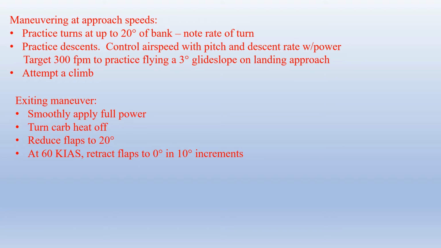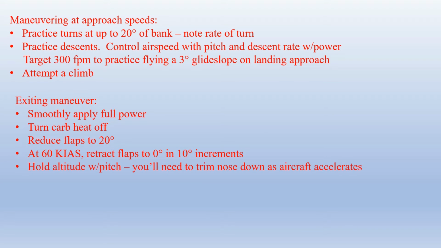Of course, except in the normal takeoff, we're at 10 degrees instead of 20, so we got 2 notches to go now. Hold the altitude with the pitch. You're going to need to trim the nose down as the aircraft accelerates. It's going to want to nose up. And then at 95 knots, we'll do our normal level off procedure and reduce power to 2,300 RPM and then trim it back for a nice stabilized straight and level flight.